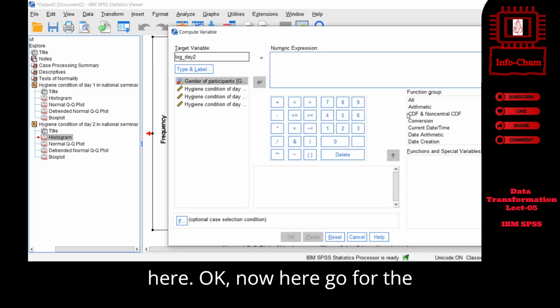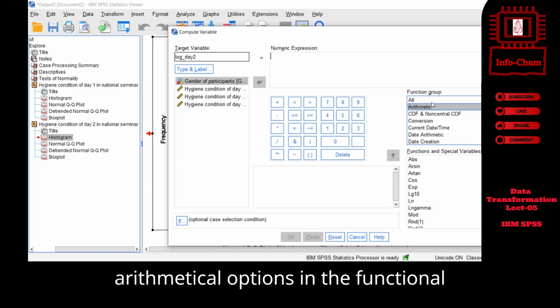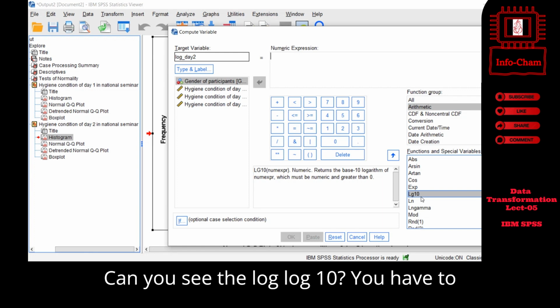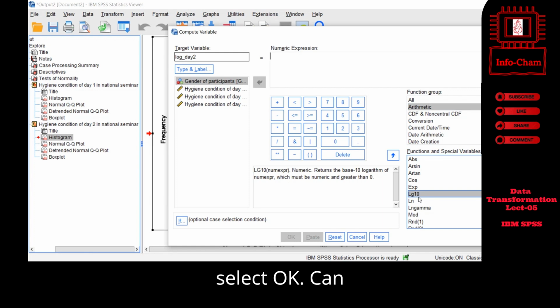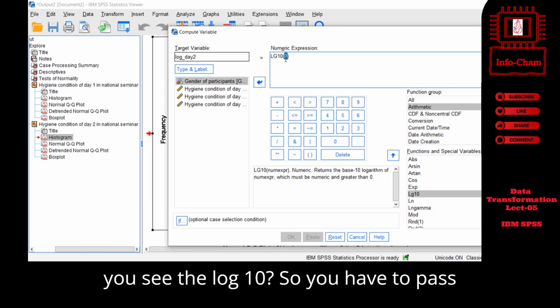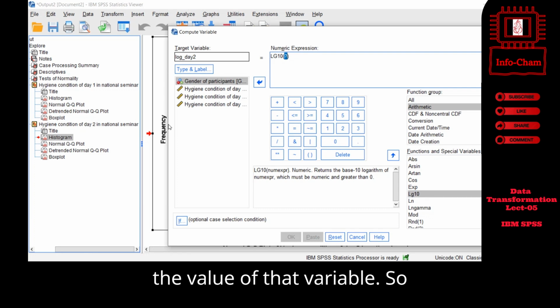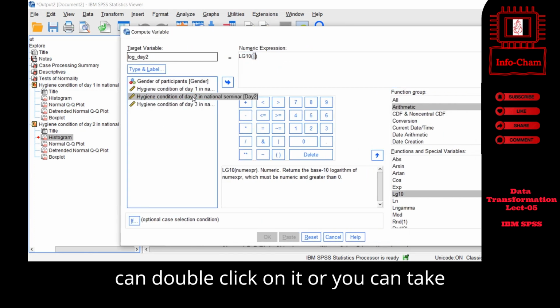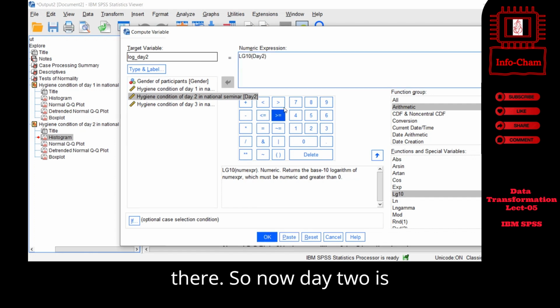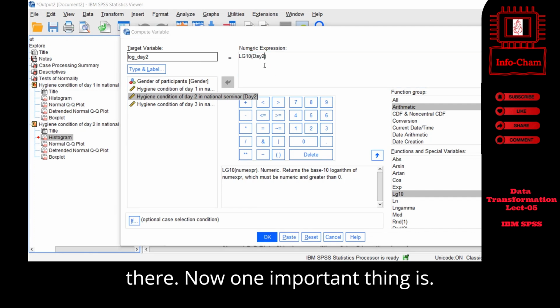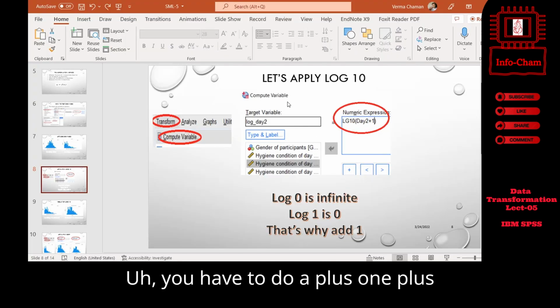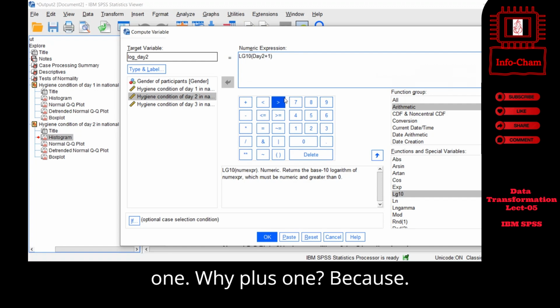Okay, now go to the Arithmetic options in the Function group. We have a lot of functions. Where is the log? Can you see the log? Log 10 you have to select. Can you see the log 10? So you have to pass the value of that variable. Our target variable is day 2. You can double click on it or you can bring it there. So now day 2 is there. Now one important thing is, you have to do a +1. Why +1?